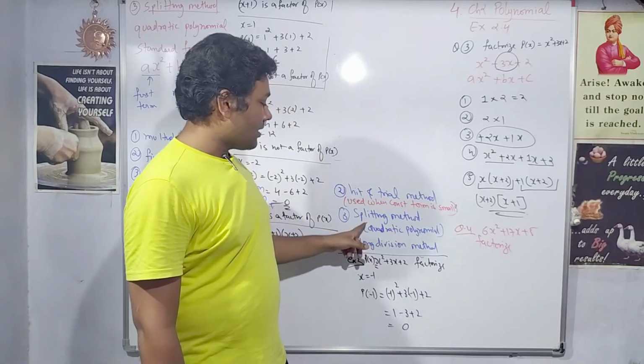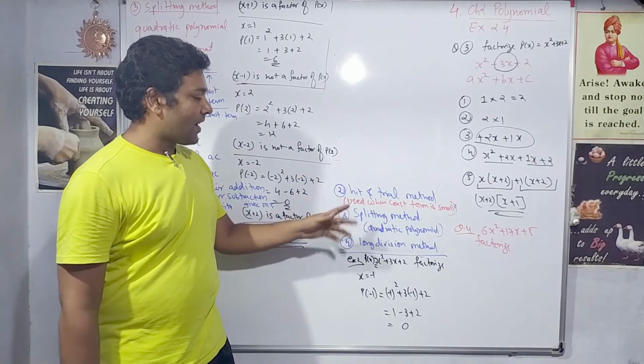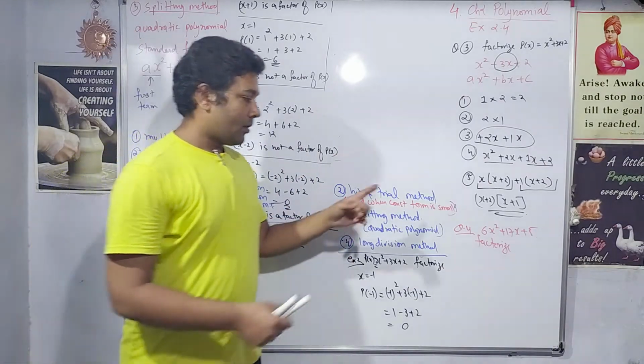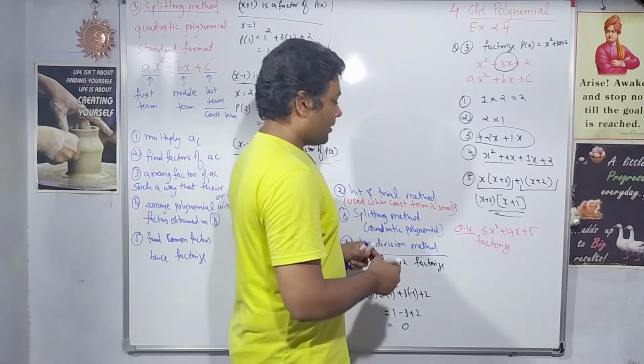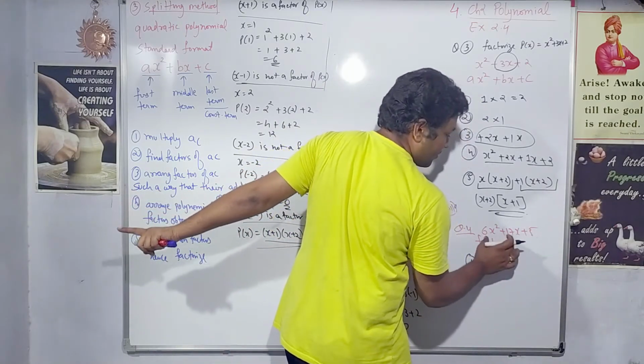Quadratic polynomials means power 2. Such type of polynomials are easily factorized using the splitting method. So let us start using the splitting method here. What is step 1? See here, step 1 is multiply AC.